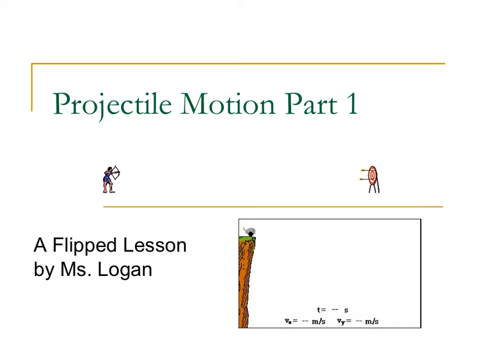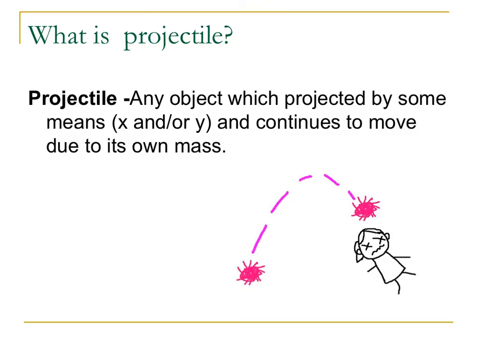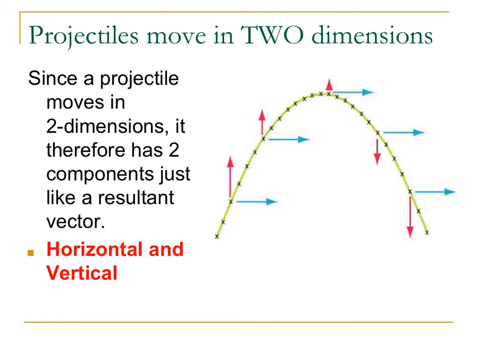Today I will be talking about projectile motion. This is part 1 of 2 videos. Okay, so a projectile is any object that is projected by some means. That means it's moving in both the x direction and the y direction. It's going to continue to move due to its own mass and will only stop if something else stops it. So this could be the ground, it could be a wall, something has to stop it.